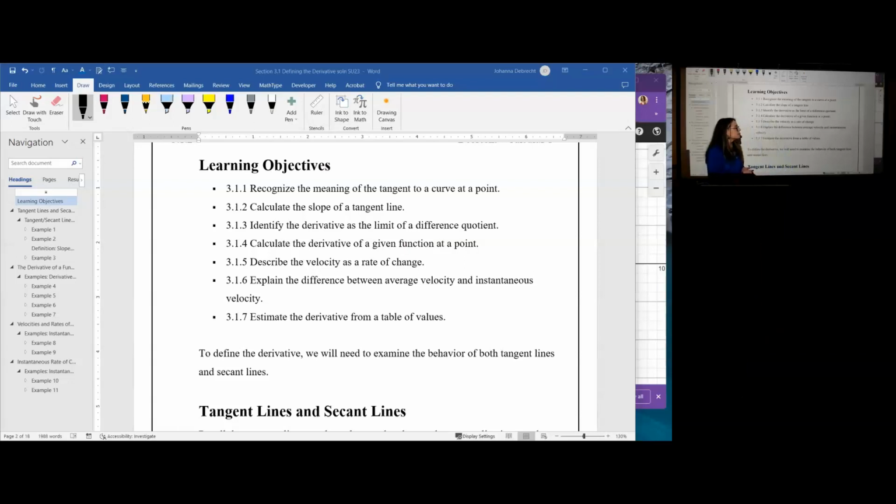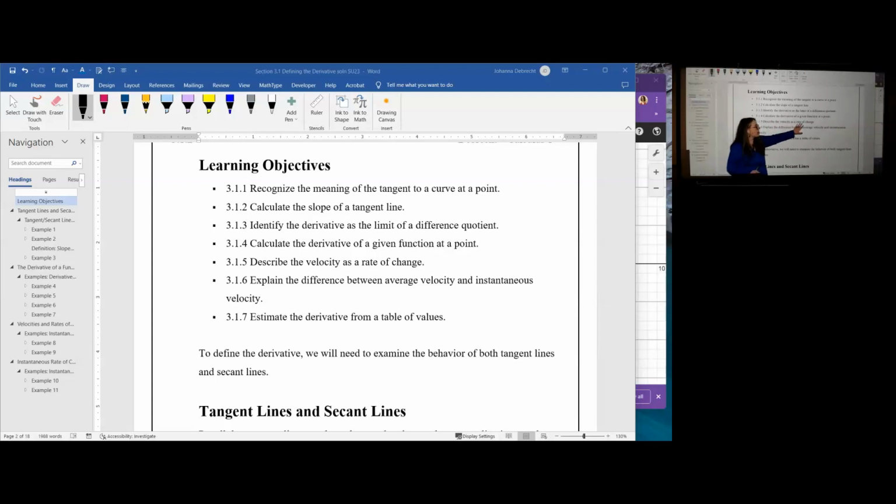Here are the learning objectives we're going to cover in this section. Recognize the meaning of the tangent to a curve at a point. It's the derivative. Calculate the slope of a tangent line. It's the derivative. Identify the derivative as the limit of a difference quotient. That's the formal definition of the derivative. Calculate the derivative at one value for a function. Say x equal 2. I want to know what's the slope of the tangent line to the curve of the function at x equal 2.